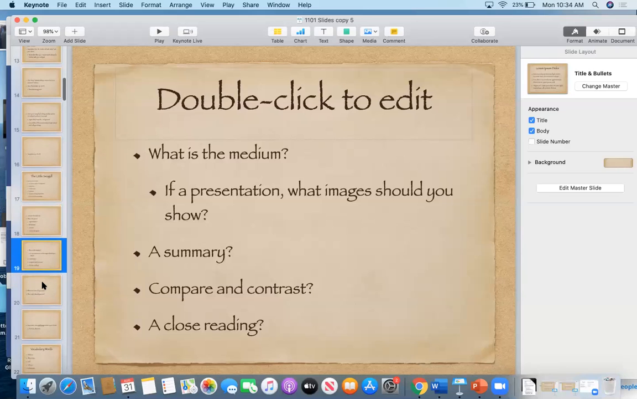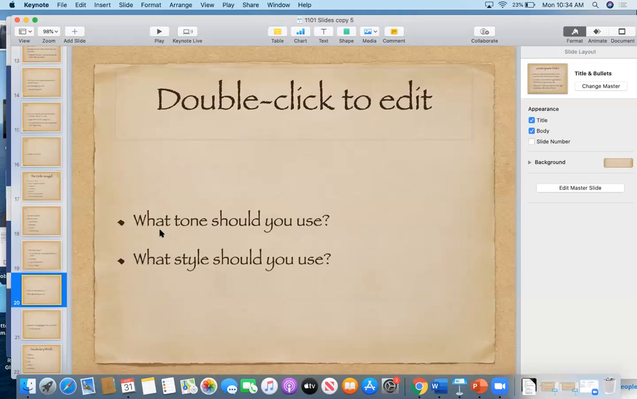And just a couple other things here. We're almost out of time, and I just want to answer any questions that we might have. But also, what tone should you use? Now, if you're writing an argumentative paper, a lot of times you're going to be a little bit more forceful. That doesn't mean nasty, but you might be a little bit more bold in your tone.